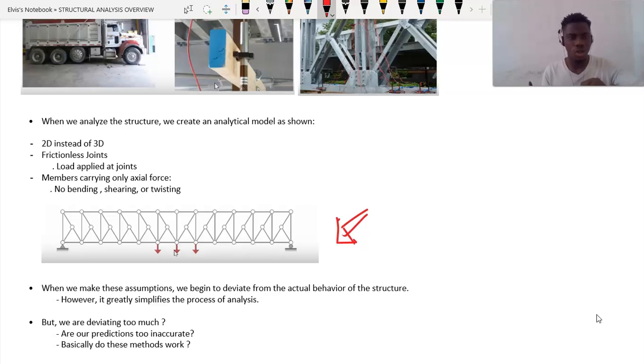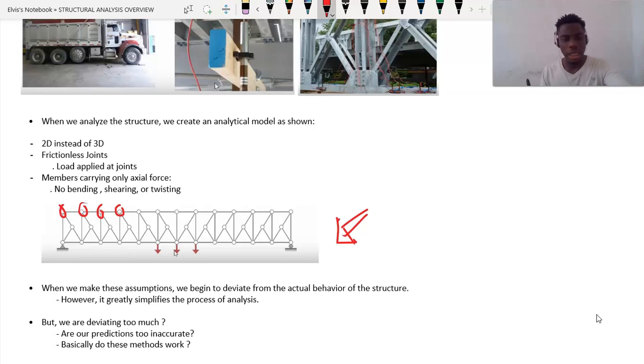Okay, guys? So this is a frictionless joint. As you can see, these joints are frictionless, and the loads are applied at the joints. So we assume that all the load is applied on the joints, meaning the load is going to be applied on every joint. Now the members carry only axial forces. There is no bending, no shearing, no twisting. So these members are going to carry just axial forces.